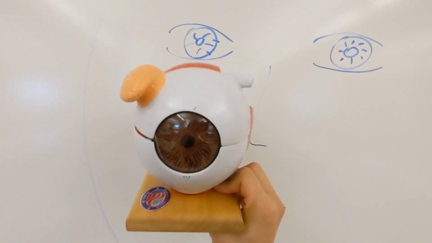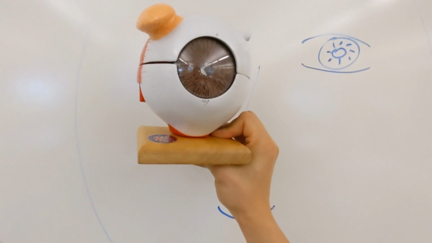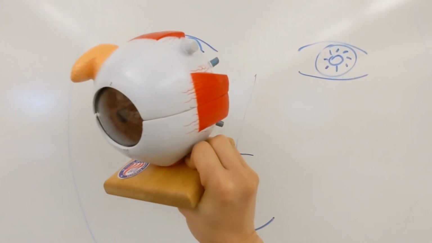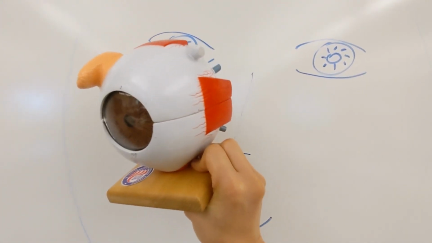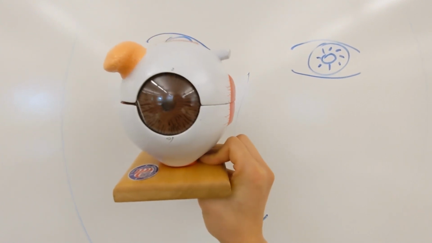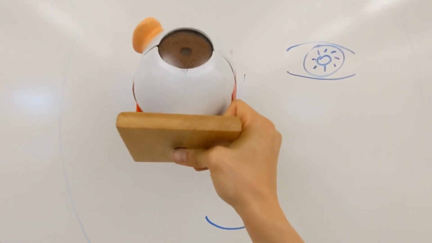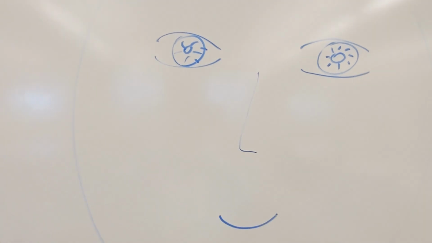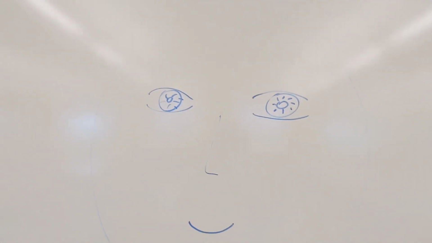Now the other 2, the obliques. We have the superior oblique here. This is what allows the eyes to look down and out, just like this. The other muscle, the inferior oblique, is what allows the eyes to look up and out. So these are the functions of the 6 different extraocular muscles.